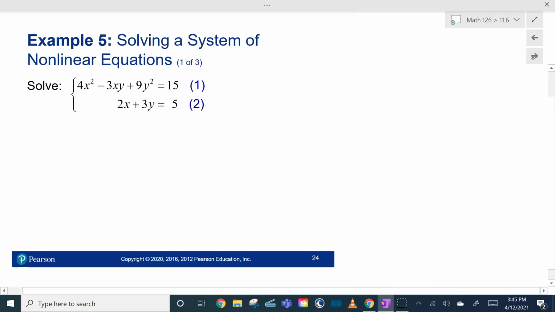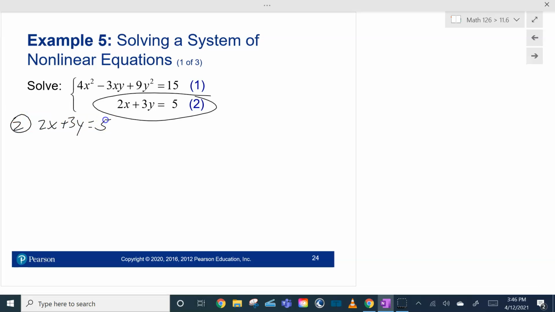All right, our last one here, example 5. I'm going to take this first linear, and I'm going to solve this by substituting. So I'm going to solve for y with equation 2. So let me take equation 2, 2x plus 3y equals 5. I'm going to solve for y. And I'm going to substitute into equation 1.